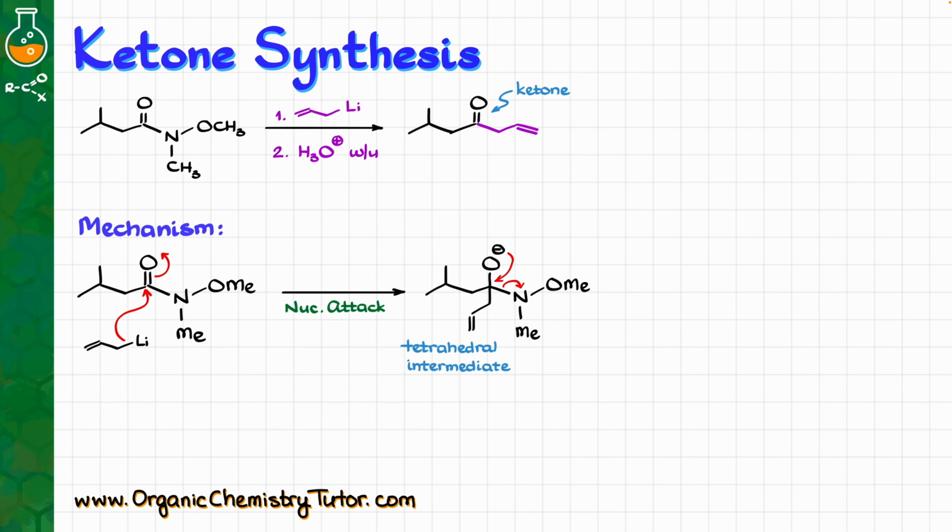But that does not happen in this case. And there are two good reasons for that. First of all, this particular amide is a very bad leaving group, so kicking that guy out is rather difficult.